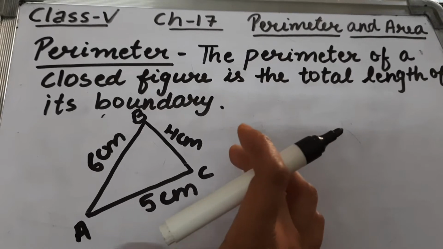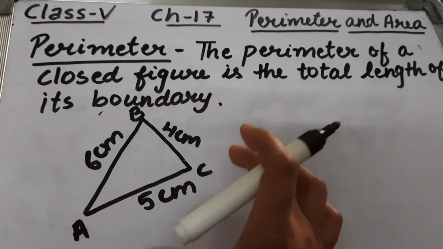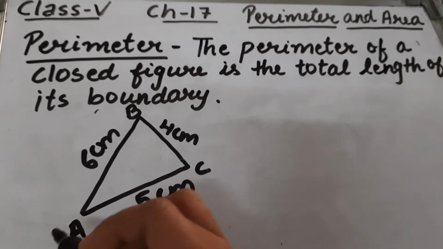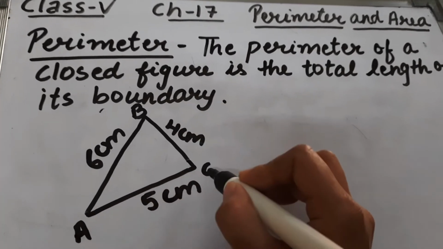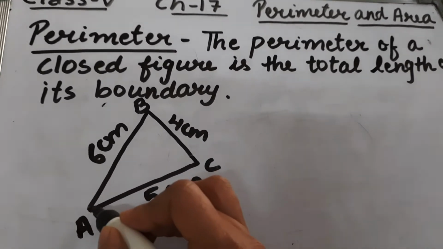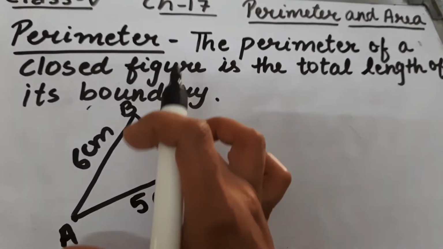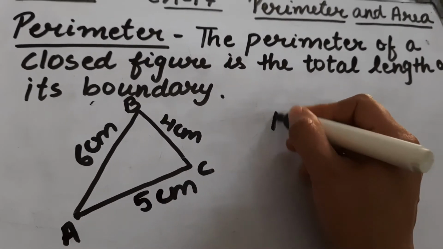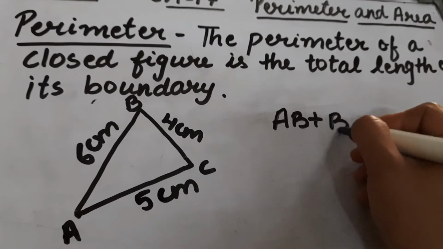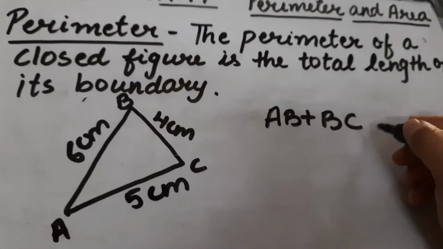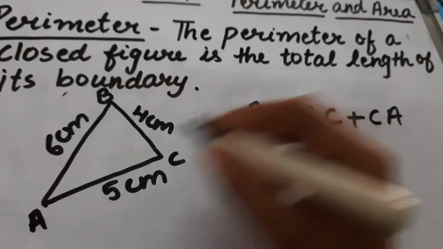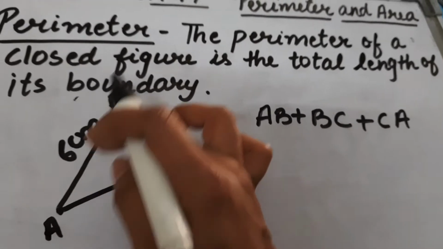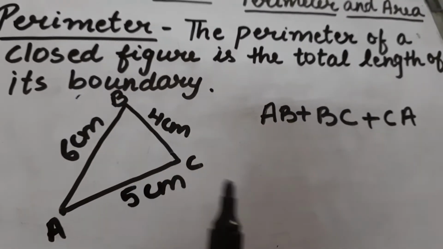Suppose I have to find the perimeter of this closed figure. I have explained you that perimeter of a closed figure is the total length of its boundary. Means if I start from A, then I'll reach at B, then C, and after that I came back at this position again. So this total length will be the perimeter. Okay, means perimeter of this figure will be length of AB plus length of BC plus length of CA. Means first I go from A to B, then from B to C and then from C I reach back at A. This total length is the perimeter of a figure.